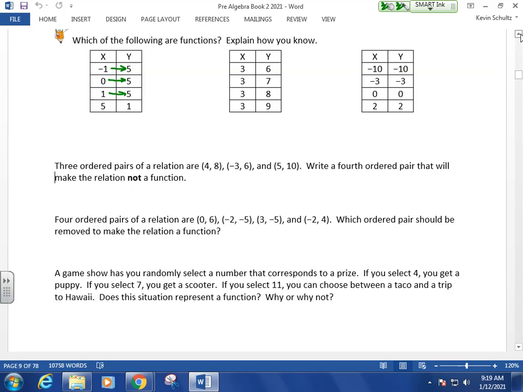If x repeats, it is not a function. And -1 and +1 are different values. Okay? They're in different spots on the number line. So yes, this one would be a function. And the reason why is because x does not repeat. Okay?